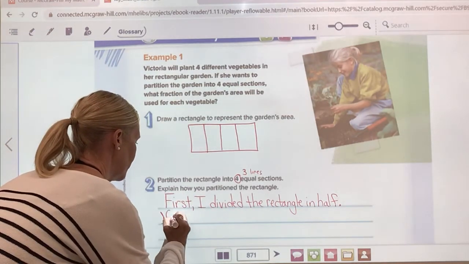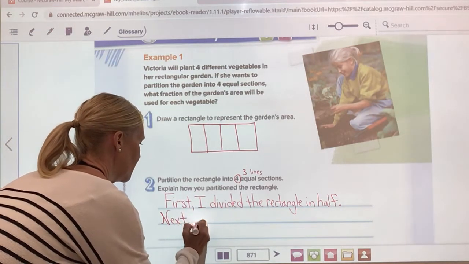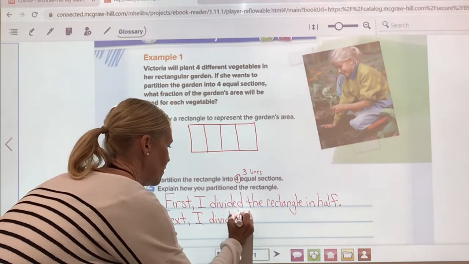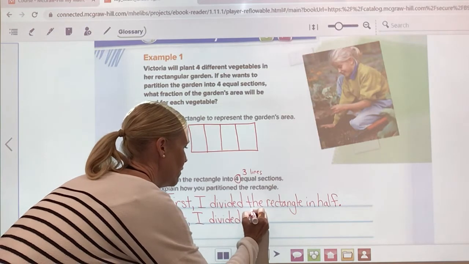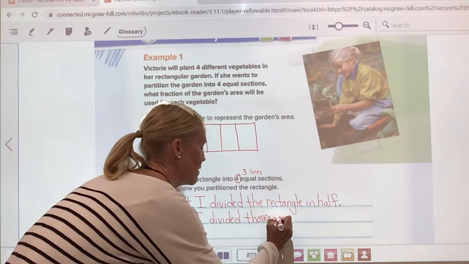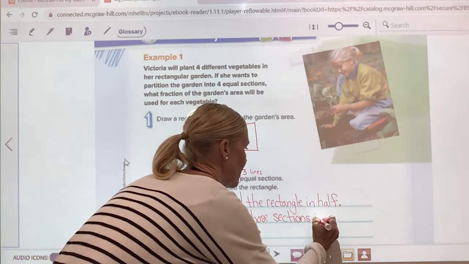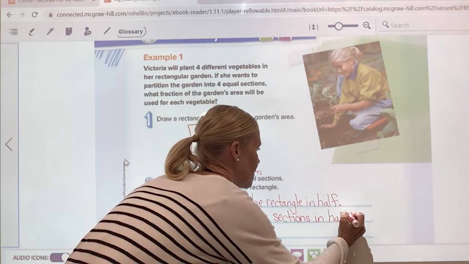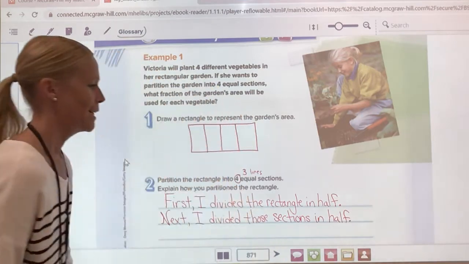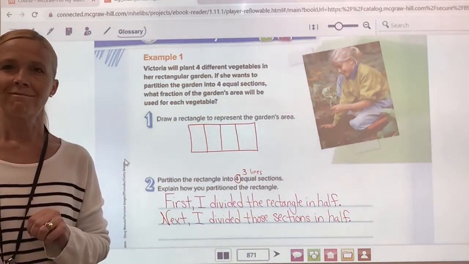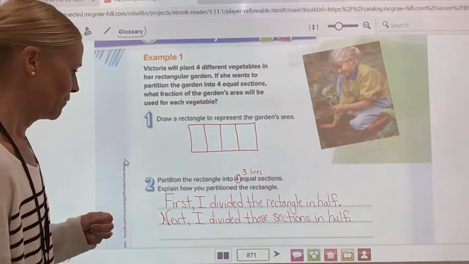Next, I divided those sections in half. And that's how I ended up with 4 equal sections. A lot of writing, I know.